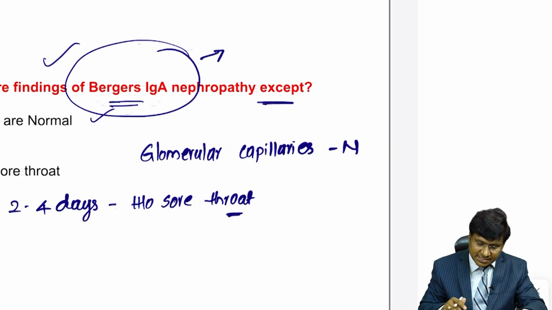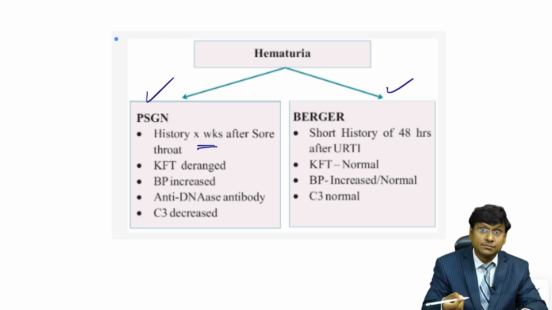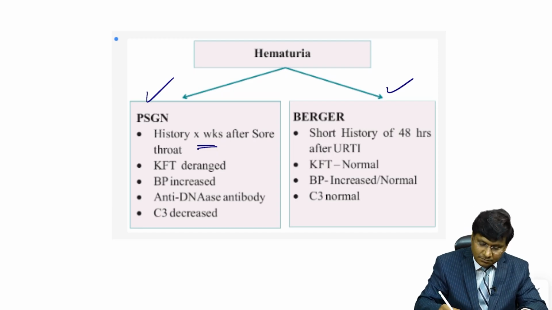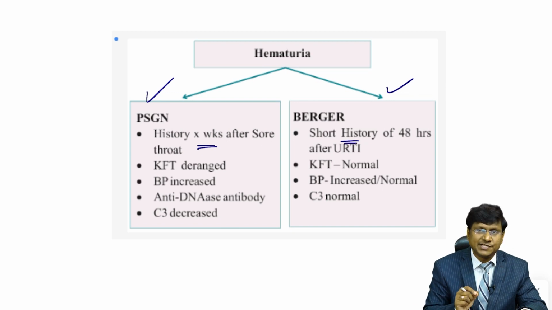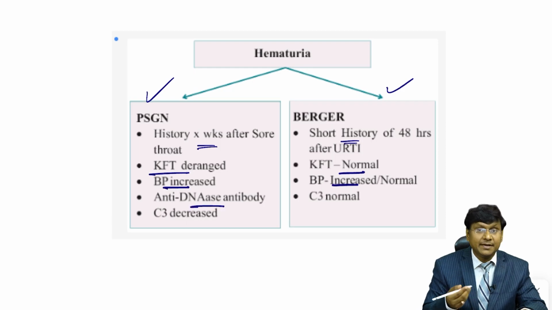And these are some of the differences between PSGN as well as Buerger's. PSGN: history of weeks of sore throat or skin infection. Whereas short history, 2 to 4 days past sore throat infection in case of Buerger's. Renal function tests are deranged in PSGN, normal in case of Buerger's. Blood pressure is increased in PSGN, normal in case of Buerger's, or it may be slightly increased. And serology will be positive.